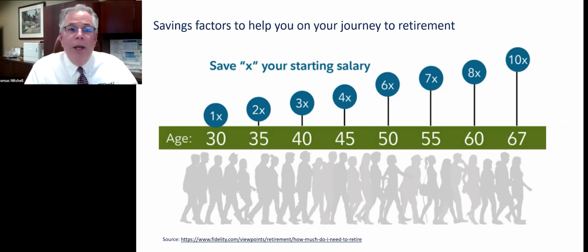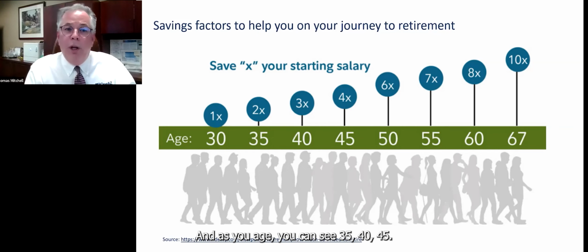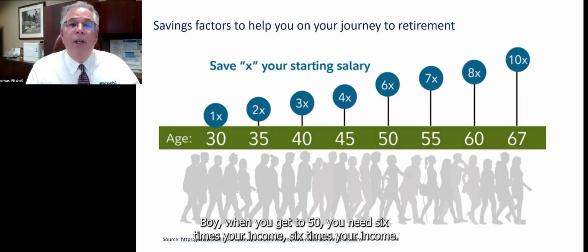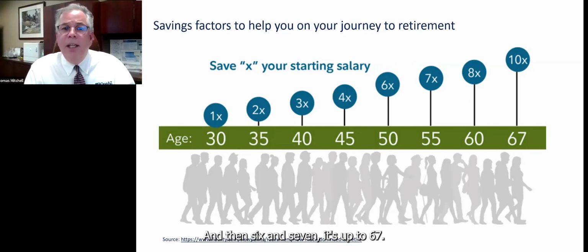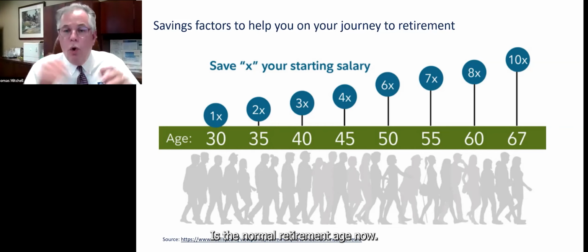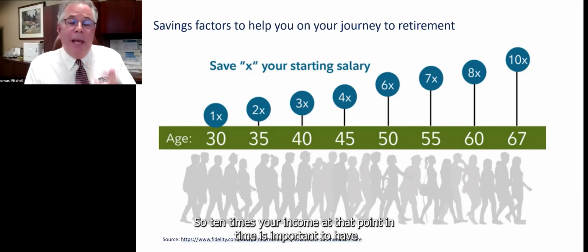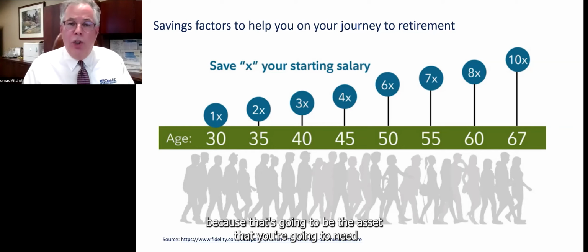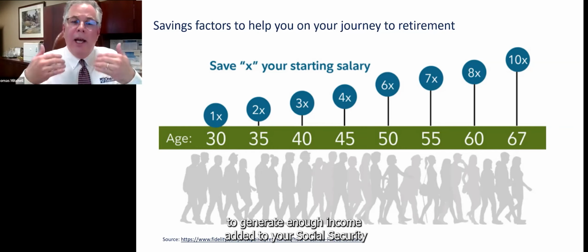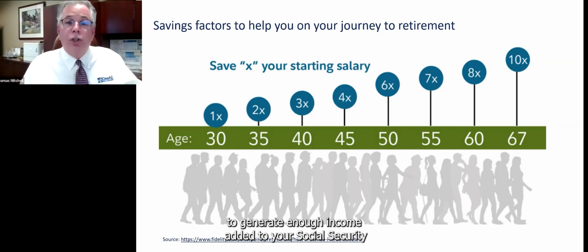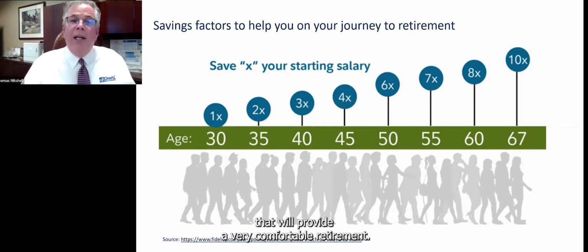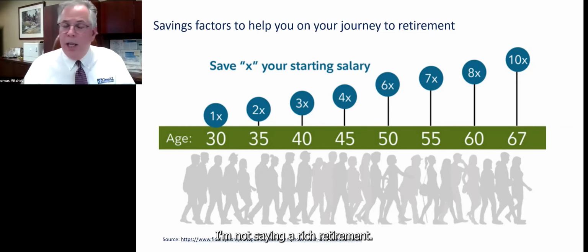Am I on track? And as you age, you can see 35, 40, 45. Boy, when you get to 50, you need 6 times your income. 6 times your income. And then at 67, which is the normal retirement age now, you need about 10 times your income. So 10 times your income at that point in time is important to have because that's going to be the asset that you're going to need to generate enough income, added to your Social Security, that will provide a very comfortable retirement. I'm not saying a rich retirement, I'm saying a comfortable retirement.